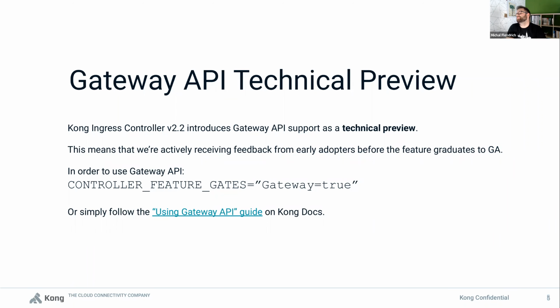This feature being a technical preview means that it's currently hidden behind a feature flag. So in order to use Gateway API in the Kong Ingress Controller, you need to toggle the feature flag by saying gateway=true in an environment variable that you set in the Kong Ingress Controller. I have done that in the demo environment, which I'm going to show you in a second. If you want to do this yourself, when you're running the Kong Ingress Controller, you can just follow the Using Gateway API guides on Kong docs, the link to which will be shared alongside the slides.